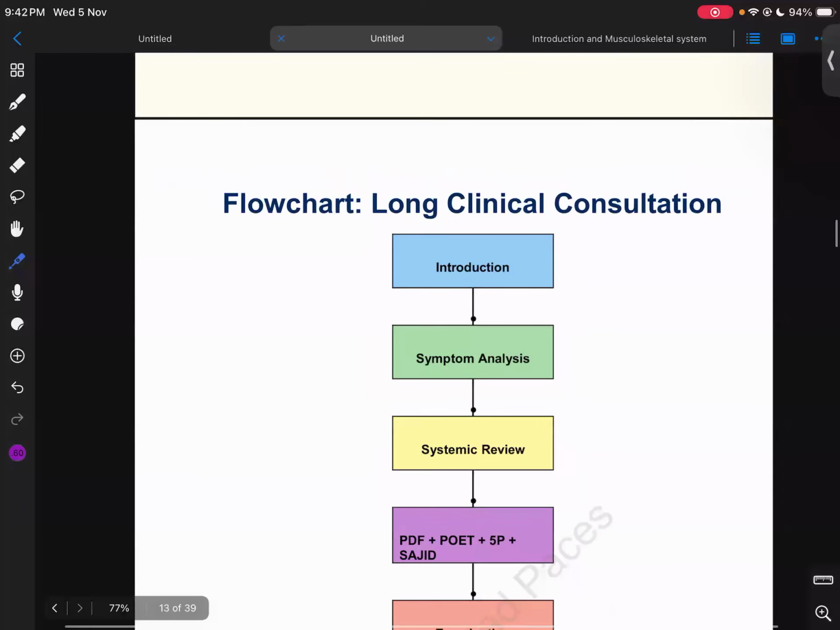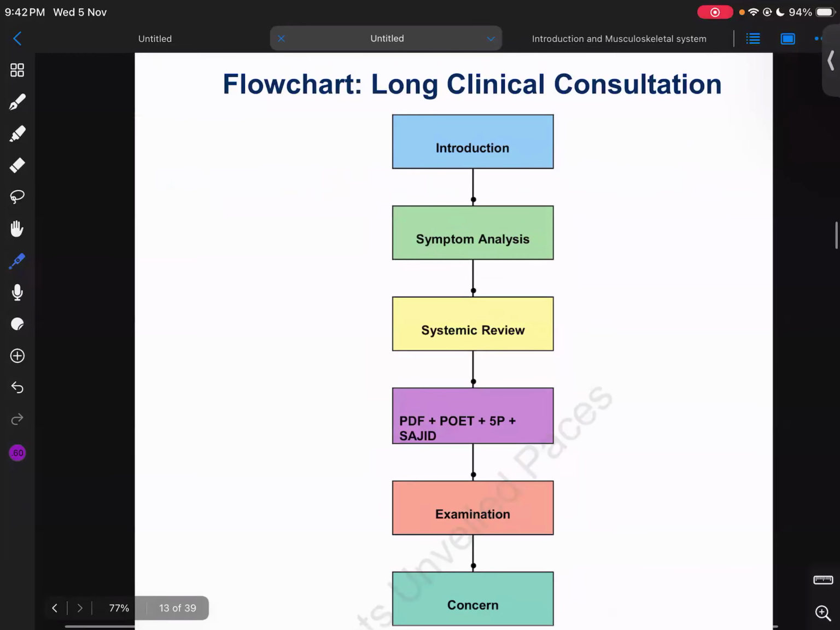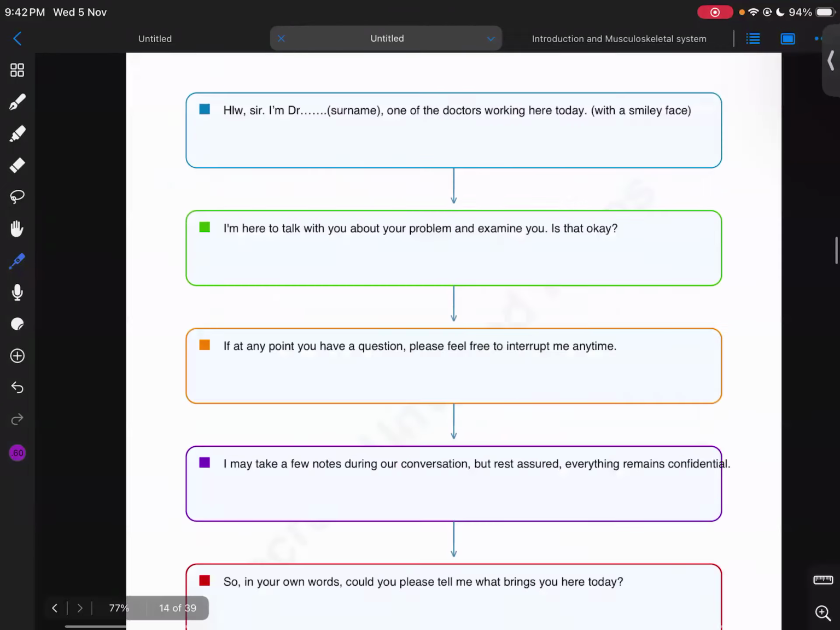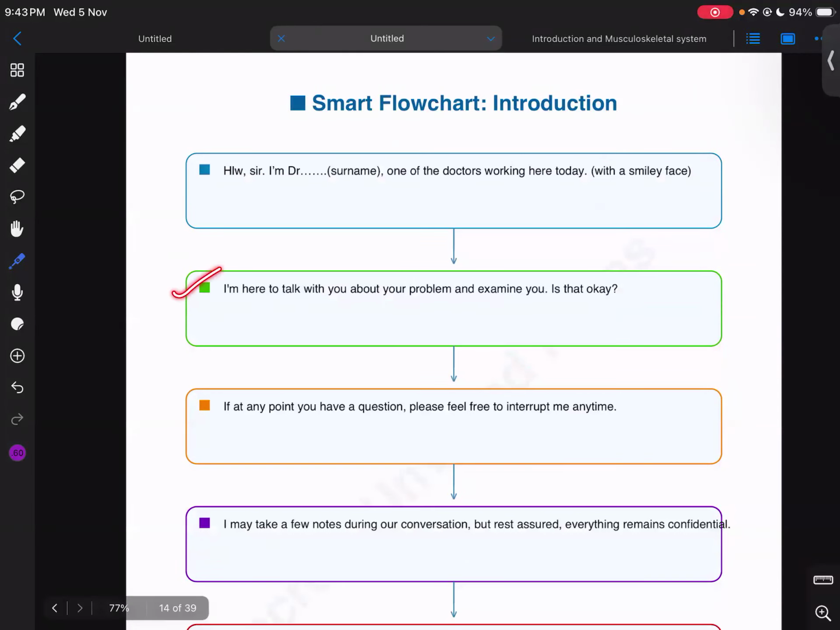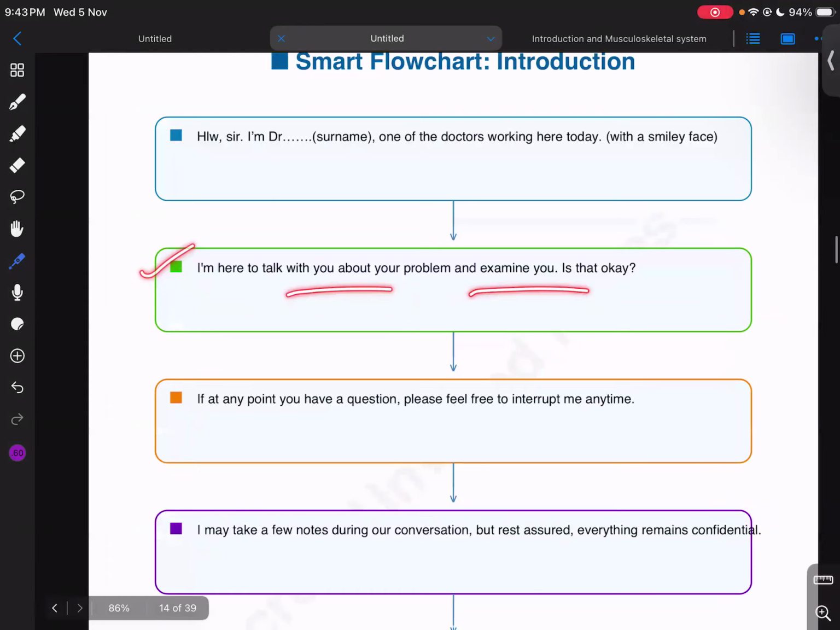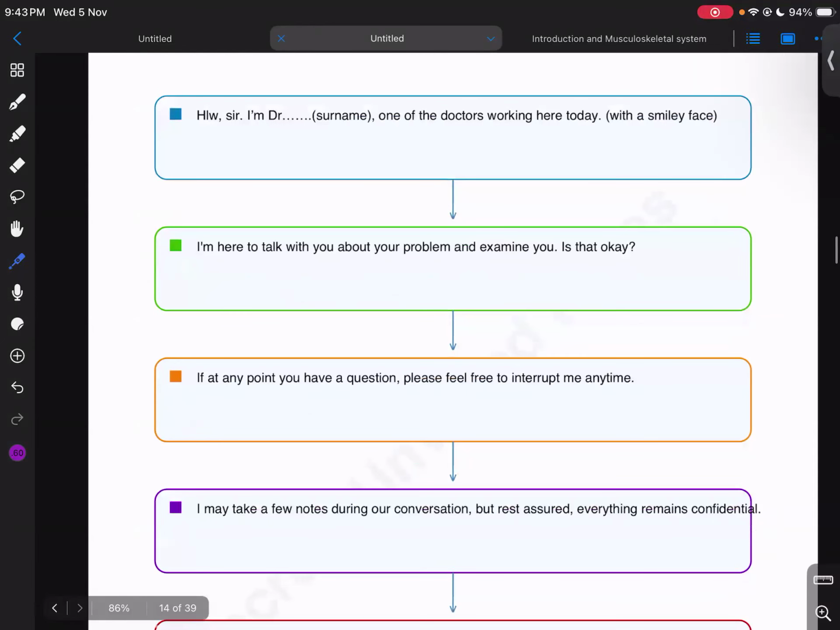So this is a simple flowchart of clinical communication skill, that is history taking. After entering the station, you have to do some introduction. You have to say, hello doctor, I'm Dr. De, one of the doctors working here today. You have to put on a smiley face. By putting on this smiley face, you give a gesture to the examiner that you are a professional. Then you will say, I am here to talk to you about your problem and examine you. Is that okay? If at any point you have a question, please feel free to interrupt me anytime.